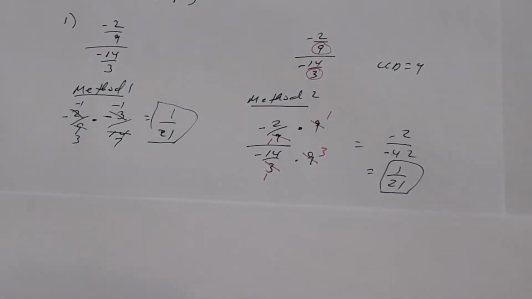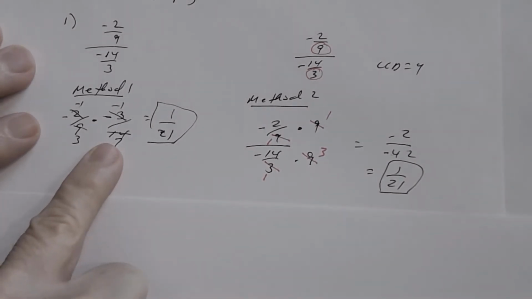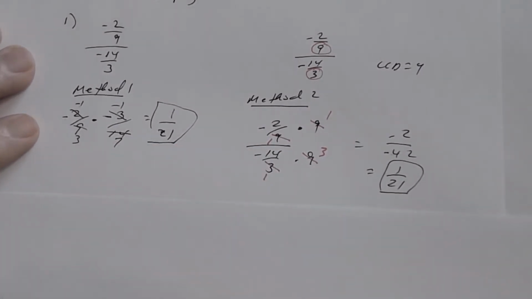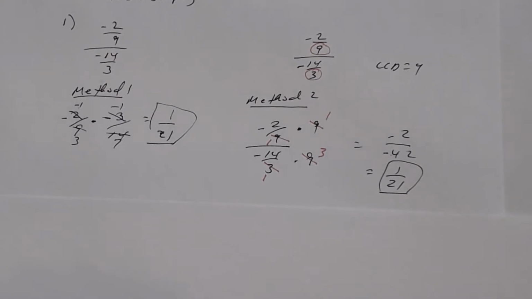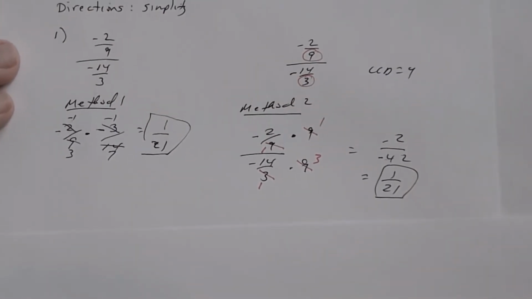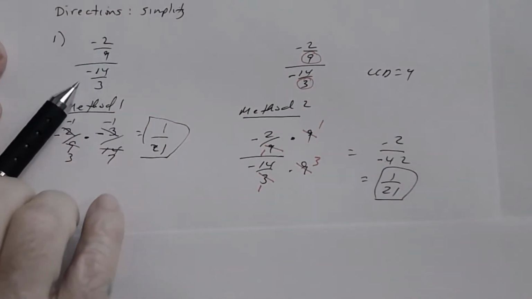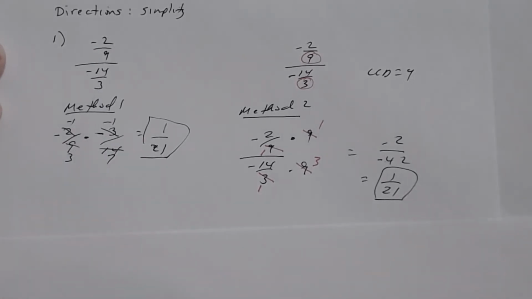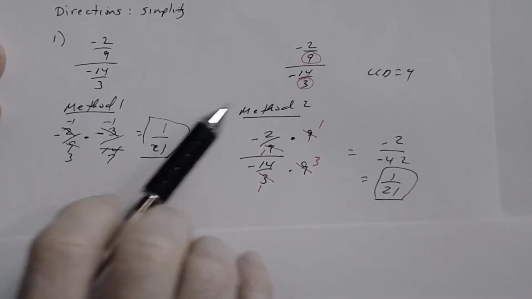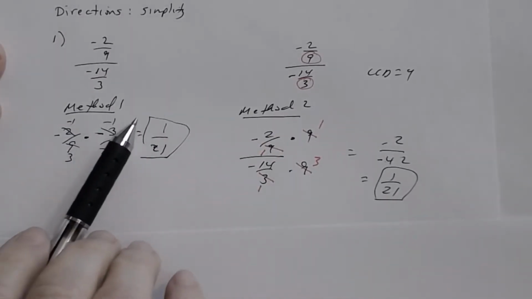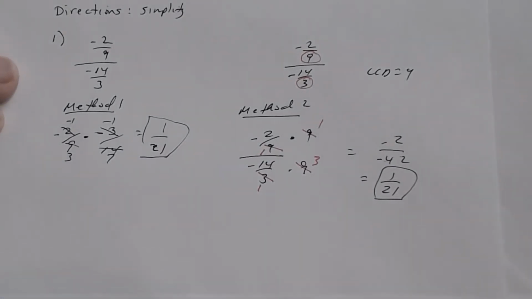So notice, though, that method 1 was a lot easier than method 2. Okay, method 1 was easier than method 2. So whenever you already have a single fraction divided by a single fraction, then do method 1. But it is important that you understand both processes. All right, so let's look at number 2.